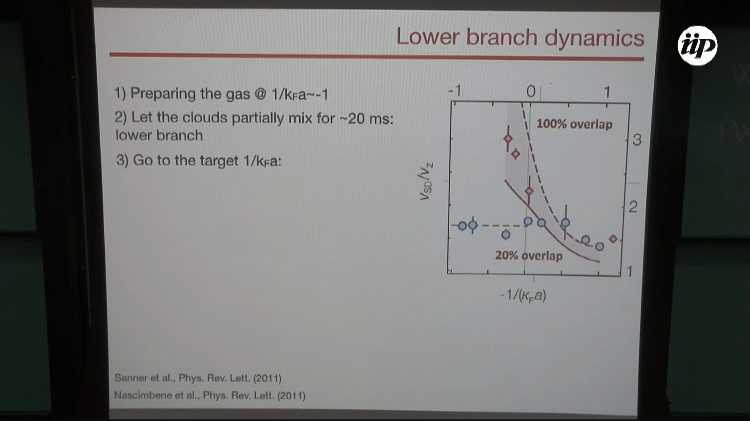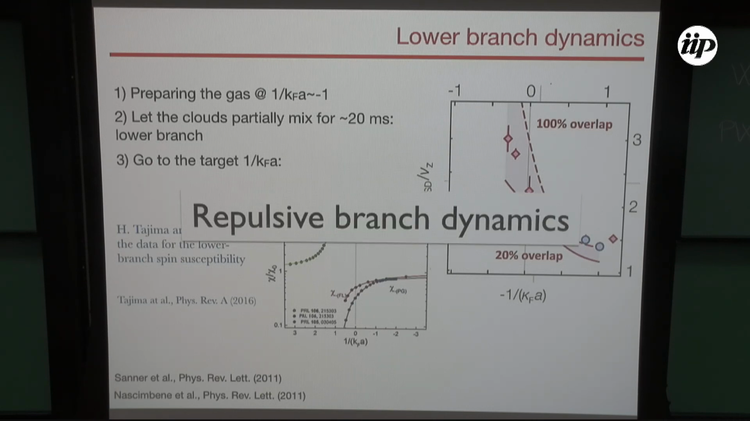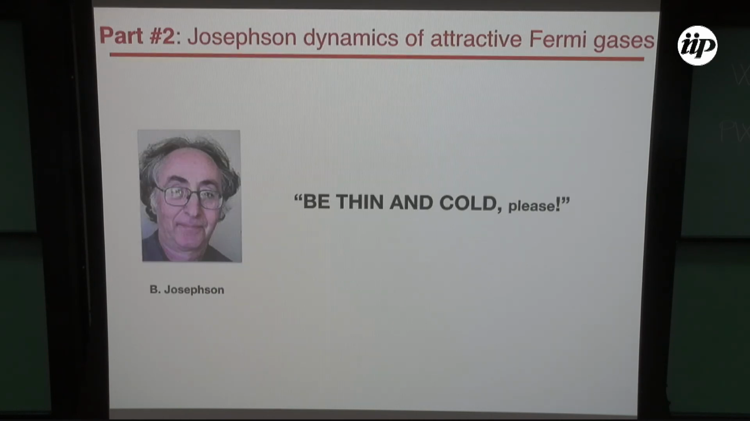Anyway, for the red points we can extract this using data from Tajima and Ohashi for the lower branch spin susceptibility. So the message that I want to convey is that, despite the upper branch being very unstable, the dynamics that we are observing is really repulsive driven. Okay, so at least initially, the system is really in the repulsive branch, even at very strong interaction.